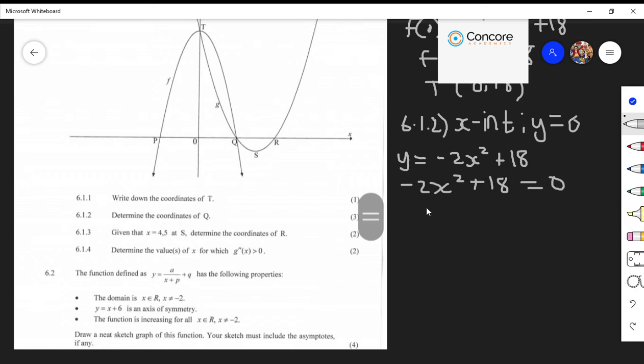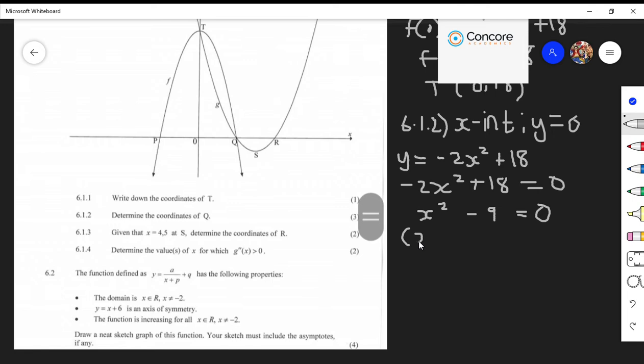And now we can see we can take out a common factor from here, which is -2, and we would be left with x squared minus 9. Because remember, -2x squared divided by -2 is x squared, and positive 18 divided by -2 is -9, and 0 divided by -2 is still 0. So we have 0.